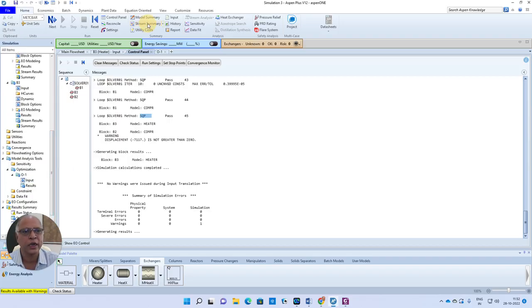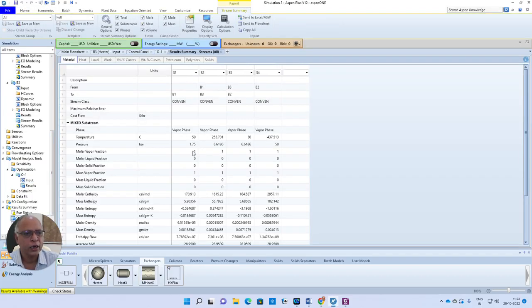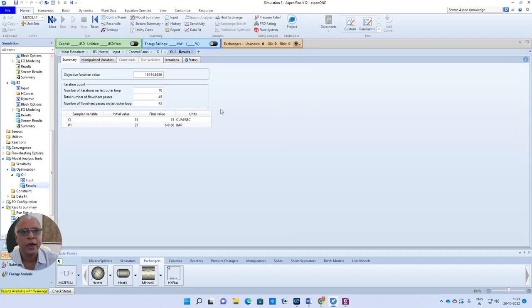Look at the results, stream summary. Now you can see 1.75, 6.61 is the exit pressure from the first compressor, and finally 50. We already saw that for the reciprocating compressor, the pressure ratio will be higher compared to the centrifugal compressor. So probably that is obtained here. And this is your objective function, the cost value, as per your definition. We started with 25 as the initial guess for the exit pressure from the first compressor, but this is going to be the optimal pressure at the exit of the first compressor.